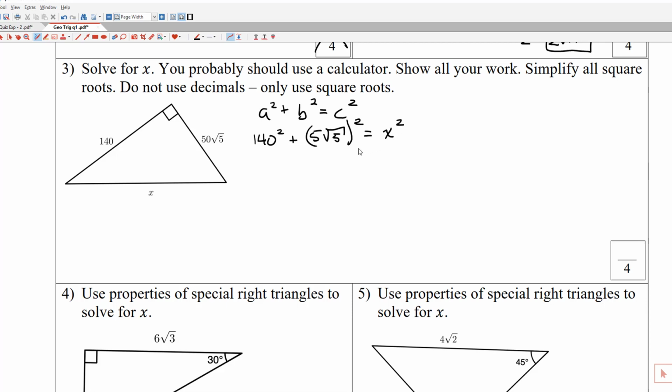X squared, solve for x. And I do say you should use a calculator, but I don't think you need to. I'd like to try this one without using a calculator. 14 squared, and then I'll do 10 squared after that.